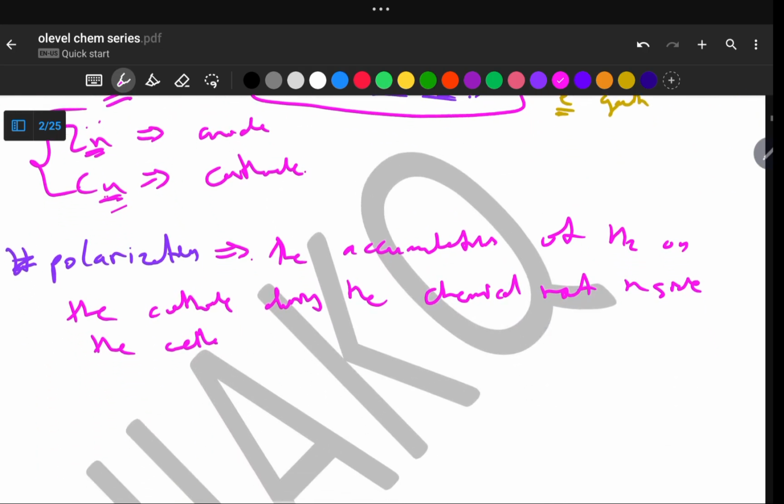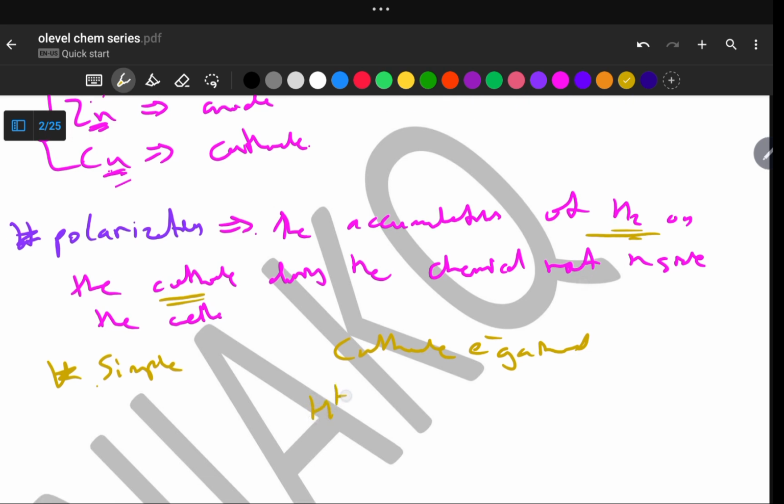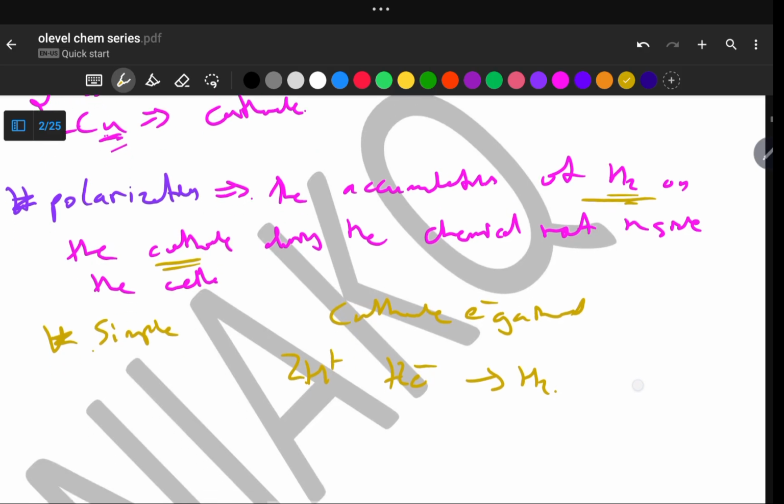And then we said polarization is the accumulation of the hydrogen gas on the cathode. So this will happen especially in simple cells, right? So we say that at the cathode, electrons are being gained, right? So in the solution, we are having the protons, the hydrogen ions. So they will gain electrons, and then they will form the hydrogen gas, and then we can balance both stoichiometrically and ionically, right? And then we are going to have the aqueous.